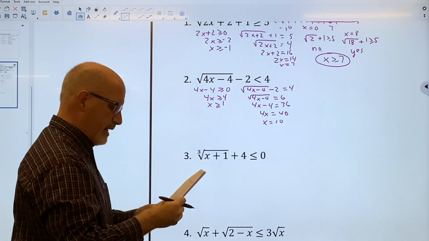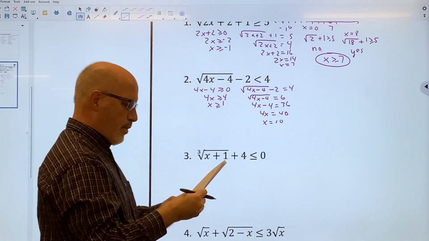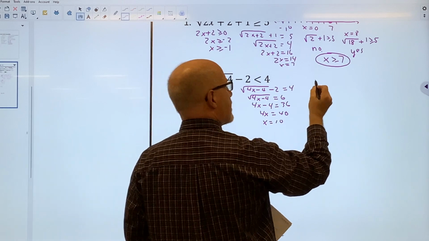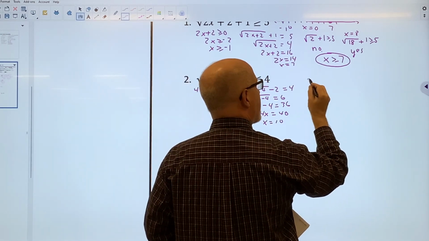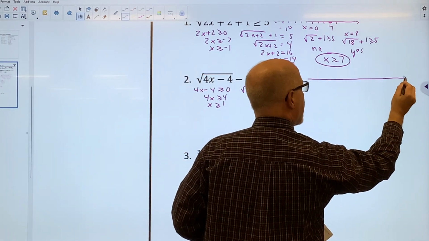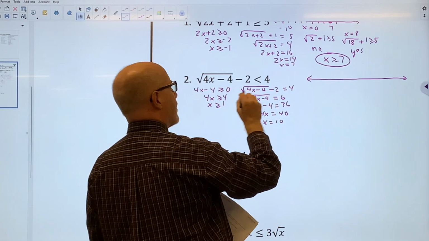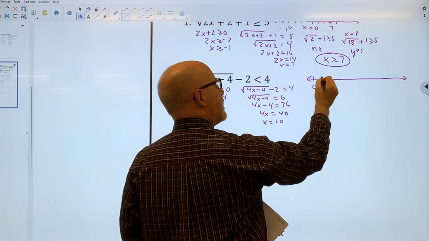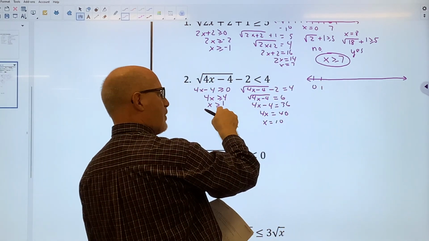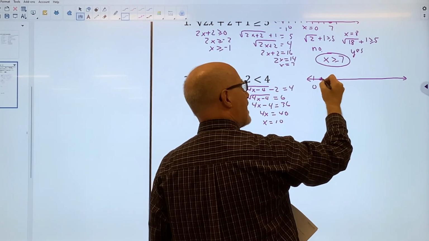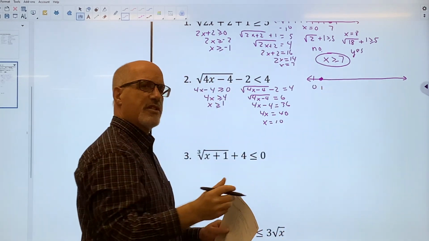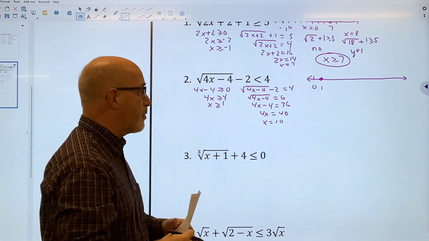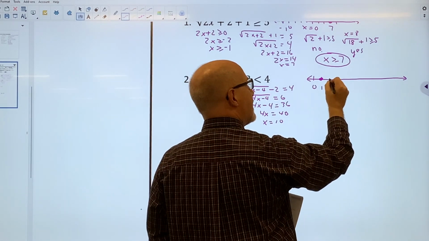Now we're going to go ahead and test our regions here. With this one, I'm going to draw a number line to see what my regions are. I'm going to start over here. If I have 0, here's 1. I'm going to put a solid dot on 1. Now, it might not be part of my solution. It's just telling me that's the start of one of the regions. And we go out to 10.